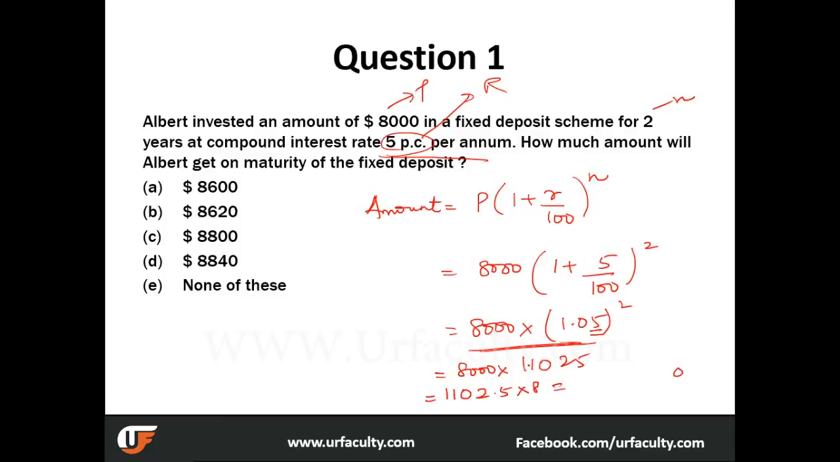You have 4 into 8 is 32, 2 carry 3, then 8 into 0 is 0, plus 3... So 8820. Because 20 came, this could be the answer. The answer is 8820. So none of these. So that's the answer for you. Please apply these techniques when you are solving components of your simple interest or any questions related to percentage. You'll be able to quickly solve without even using a calculator.